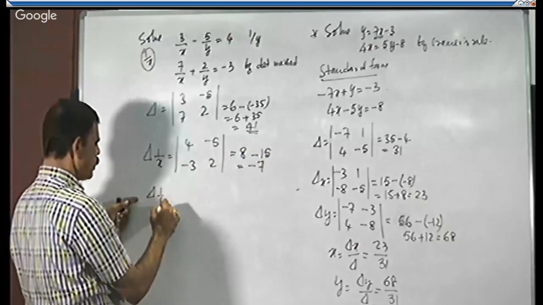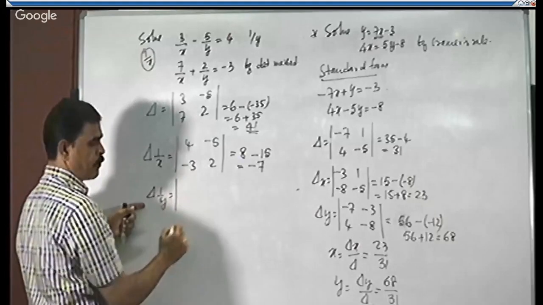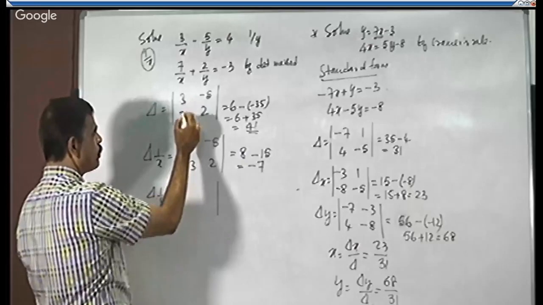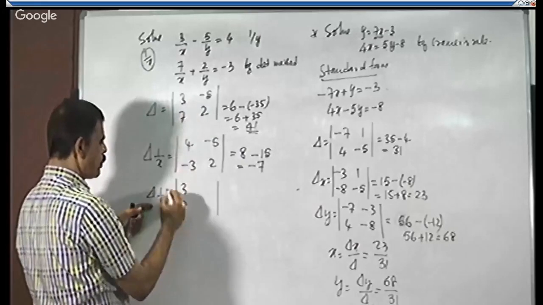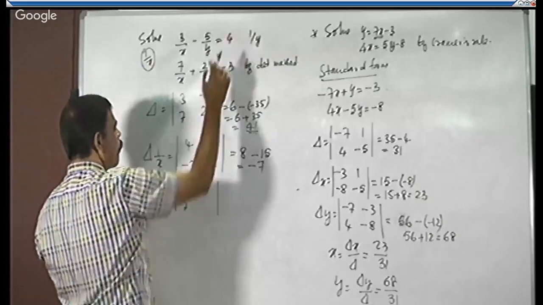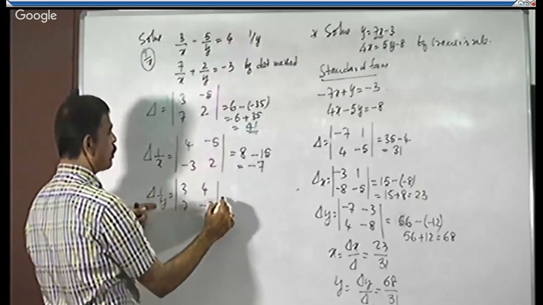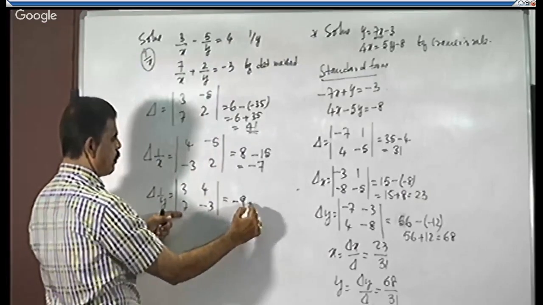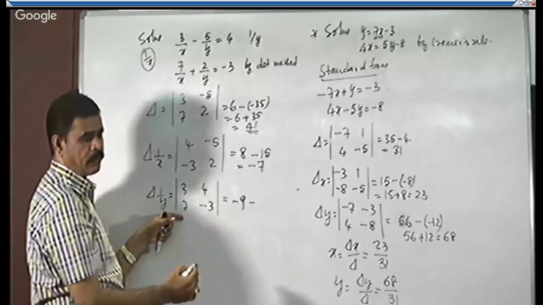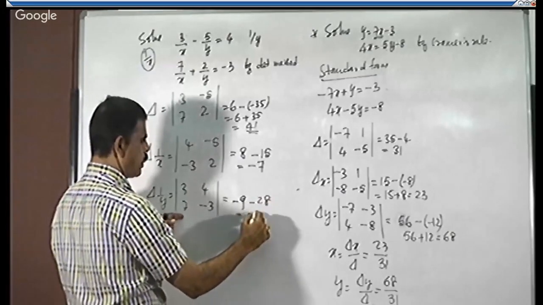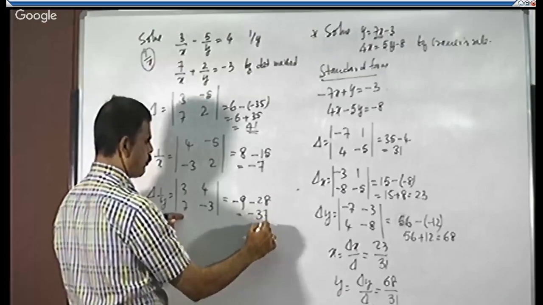Delta 1 by y is equal to, take the 1 by x coefficients as they are from delta, 3, 7. Replace the 1 by y coefficients in delta by constants, 4, minus 3, right? 3 into minus 3, it is minus 9, minus 7 into 4, 7 fours are 28, which is equal to minus 37.